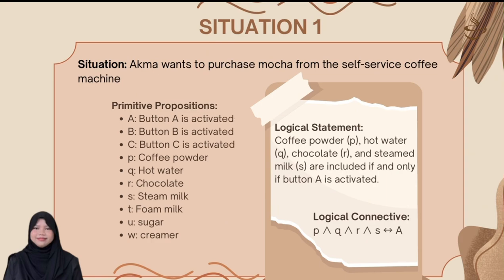Based on the video, we will get that Akmal wants to purchase a mocha from the self-serving coffee machine. Primitive propositions: A represents button A is activated. B represents button B is activated. C represents button C is activated.